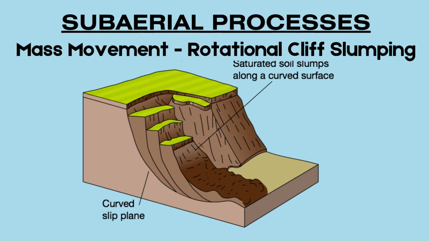The rotational motion of the slump causes the material to move in a semicircular or arc-shaped path. This type of slumping is common on coasts with steep cliffs, soft rocks, and heavy rainfall. It can significantly change the coastline by causing erosion and loss of land.